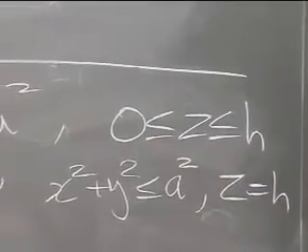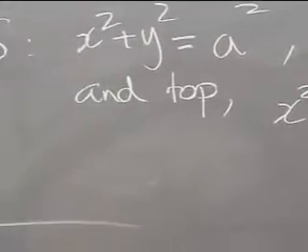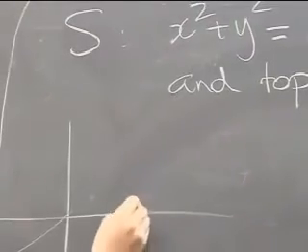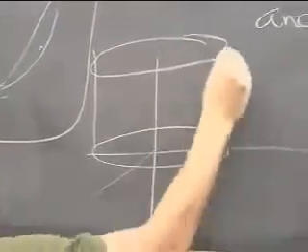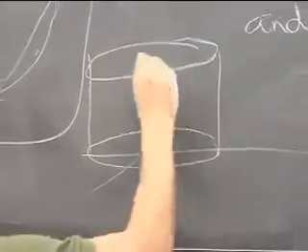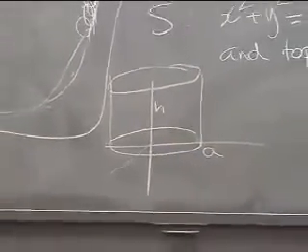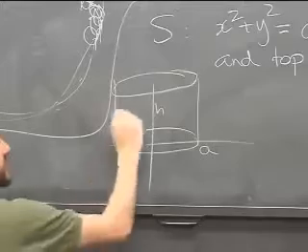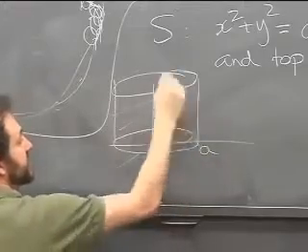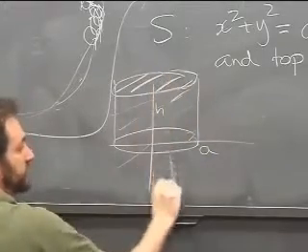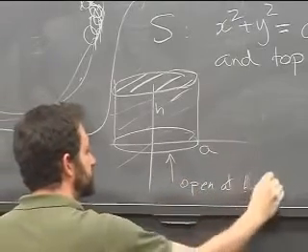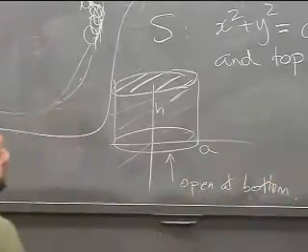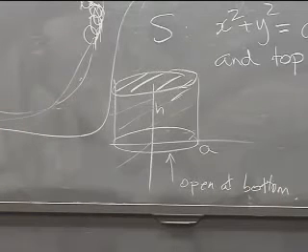So let's just draw this thing first. It's actually pretty straightforward. The cylinder is just your standard cylinder of radius a, and we're going up to height h. So this is radius a. We're going up to height h, and the surface is this part of the cylinder as well as the top, but not the bottom, open at the bottom. Okay, so that's the surface.